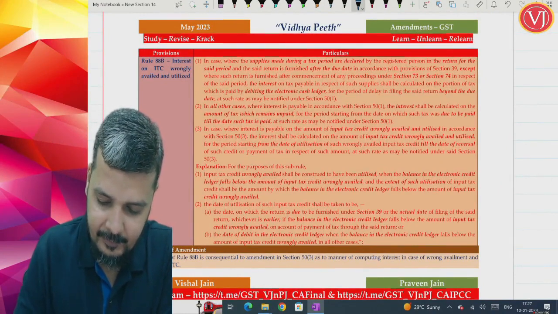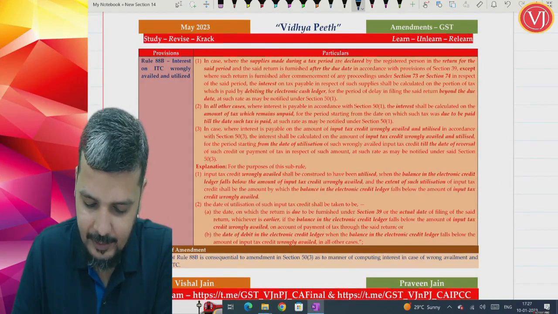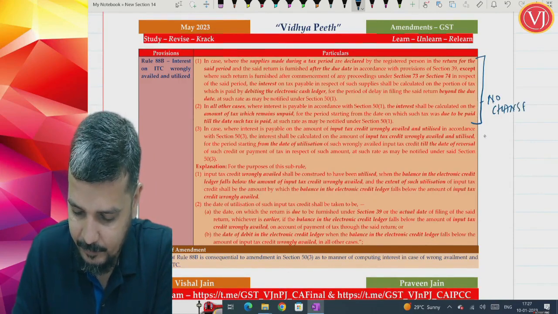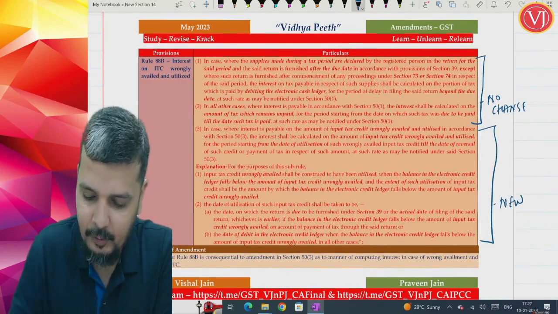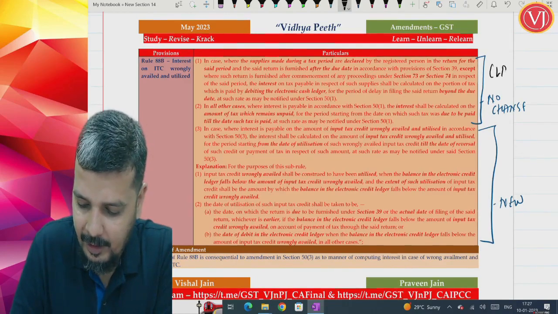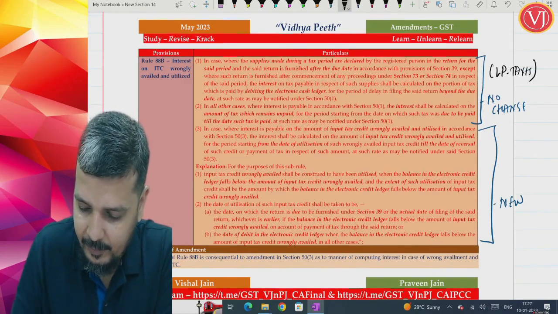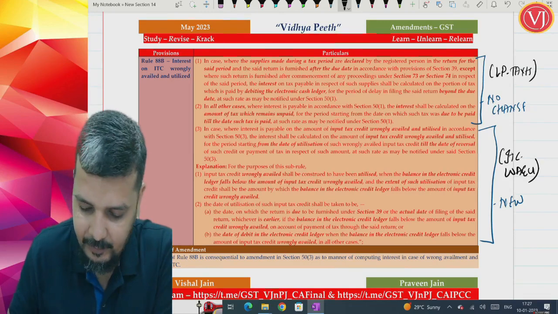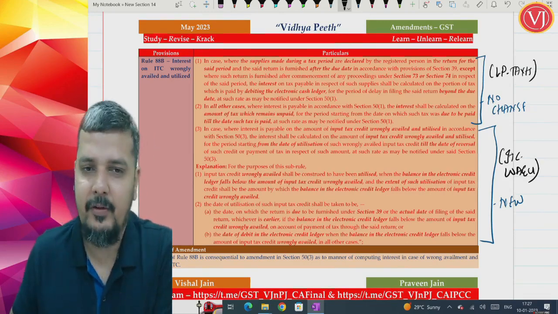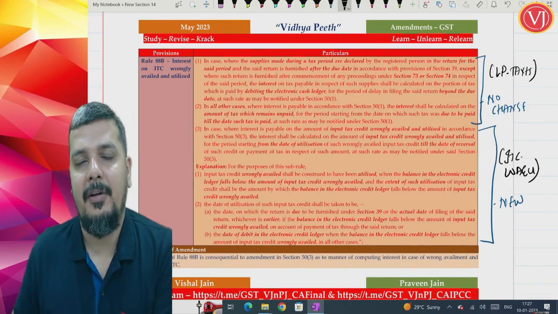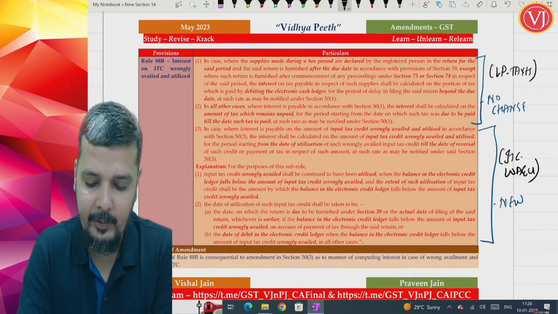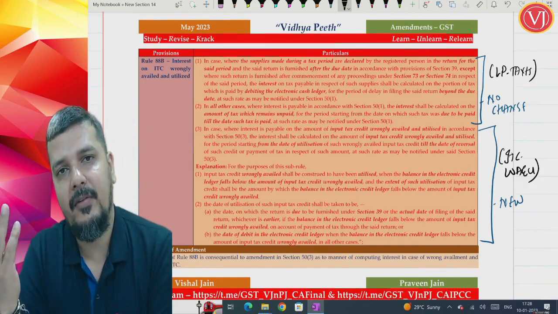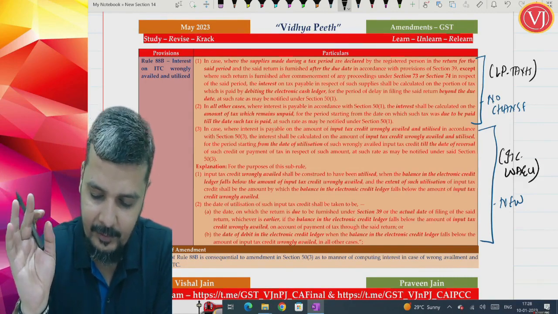The first two parts talk about a normal scenario which was already discussed. No change. The first two parts is all about interest on late payment of taxes. Here it is interest on ITC wrongly availed and utilized. So there is no change in the first two parts. Rule 88B, though this rule is recently introduced, the manner of calculation in the first two parts is not changing. It is as good as it was given in section 50 subsection 1 and section 50 subsection 2. So there is no change.